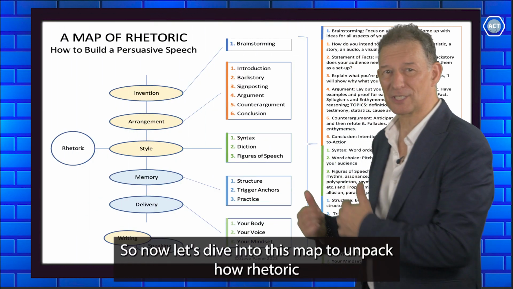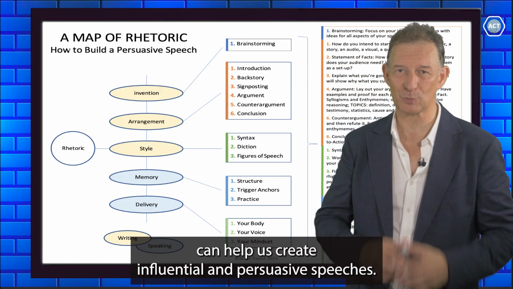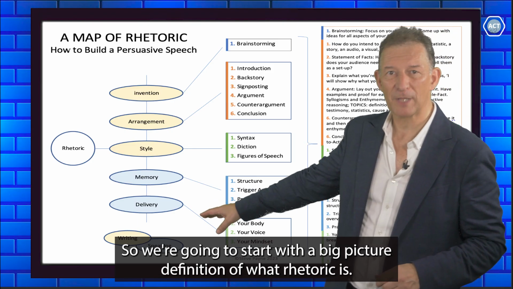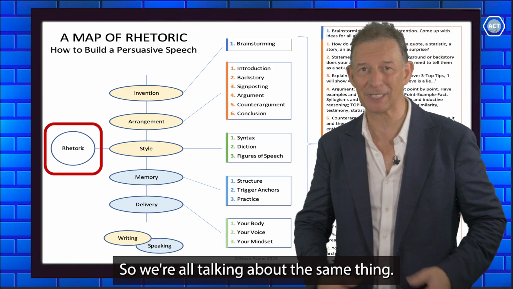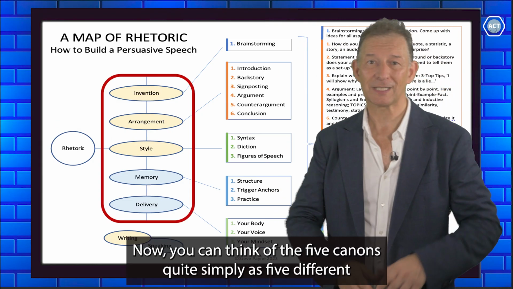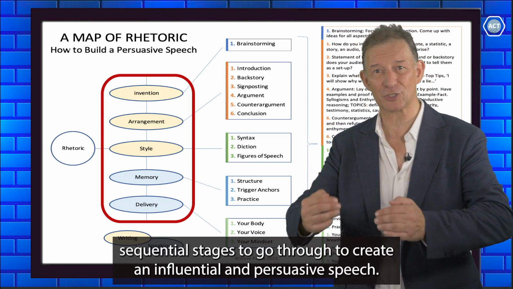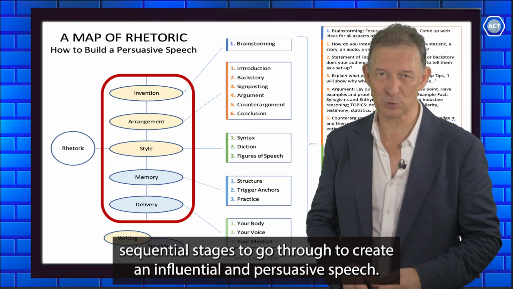So now let's dive into this map to unpack how rhetoric can help us create influential and persuasive speeches. I want to keep this as simple as possible. So we're going to start with a big picture definition of what rhetoric is, so we're all talking about the same thing. Then we're going to move along this map to the 5 canons of rhetoric. Now you can think of the 5 canons quite simply as 5 different sequential stages to go through to create an influential and persuasive speech.